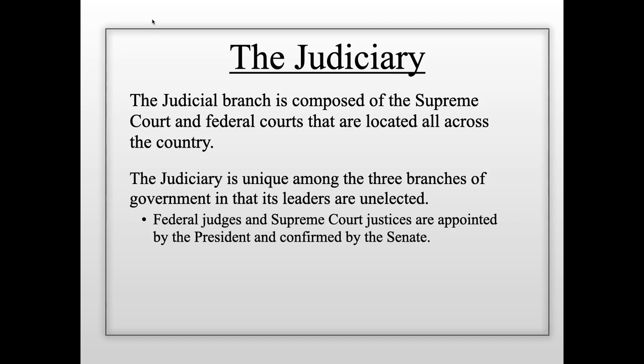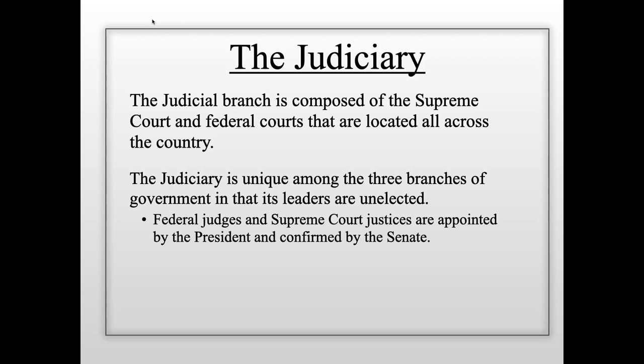When you look at the judicial branch, in comparison with the other two branches of our federal government, the executive branch and the legislative branch, the judiciary is very unique among the three branches in that its leaders are unelected. So the president is the head of the executive branch. The president becomes the president because we, the people, elect the president. Same thing goes for members of Congress. Members of the House of Representatives and members of the Senate are both elected by the people. Judges, federal court judges and Supreme Court justices, just another word for a judge, are not elected by the people. They are appointed by the president and confirmed by the Senate.